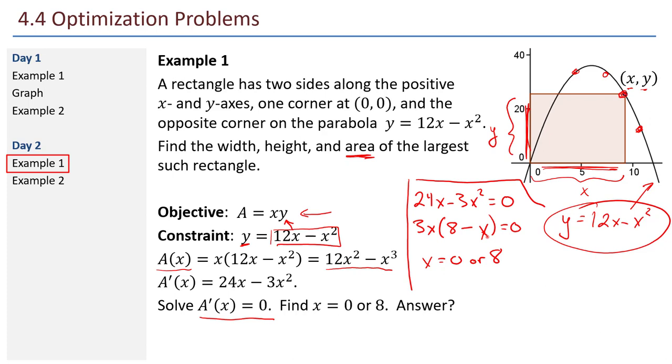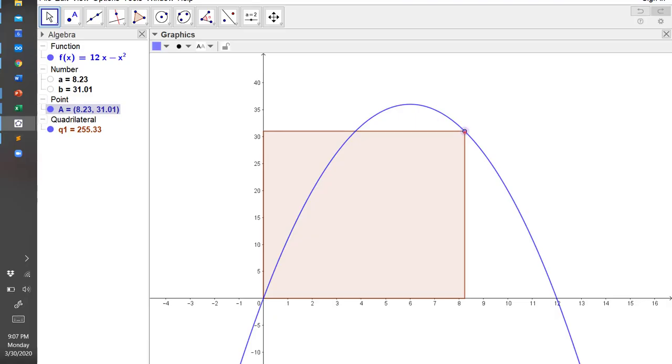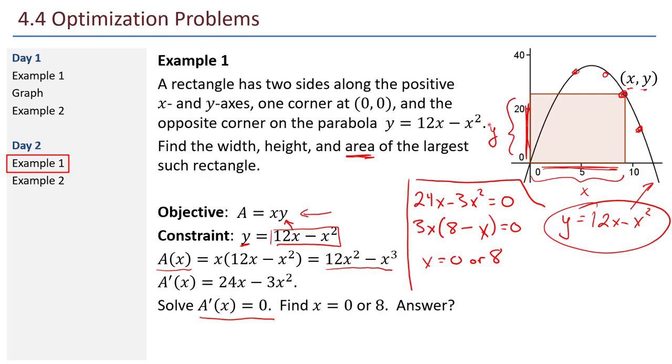So let's go back to the animation. And when my x value is 8, well, that certainly looks like a very large rectangle. And when the x value is 0, that'll give me a min. So the problem doesn't really know that I'm looking for a max. When I solve A prime of x equals 0, it'll give me a place where the derivative is 0, but that 0 could occur at a min, or that 0 could occur at a max.